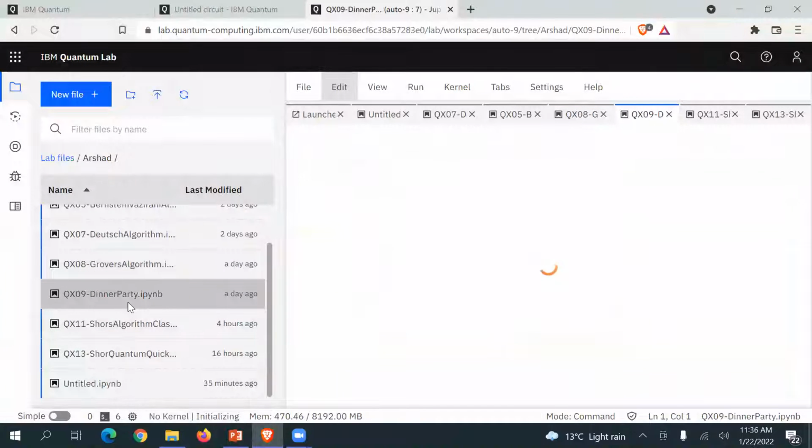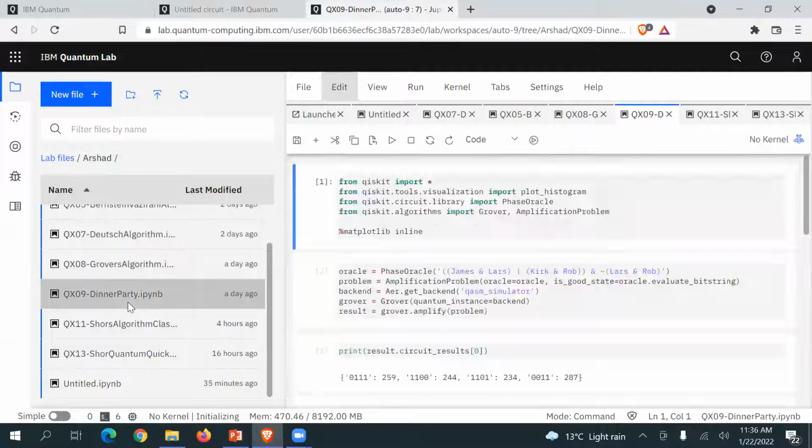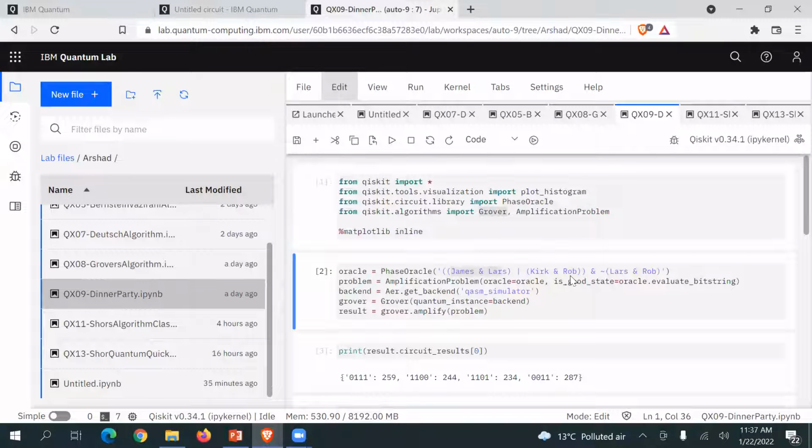It is like a dinner party. So understand it. Same thing we are doing: we are importing a phase library here, the amplification problem. We are importing Grover's algorithm. So what conditions do we put? James and Lars would come, or Kirk or Rob will come, and not Lars and Rob.